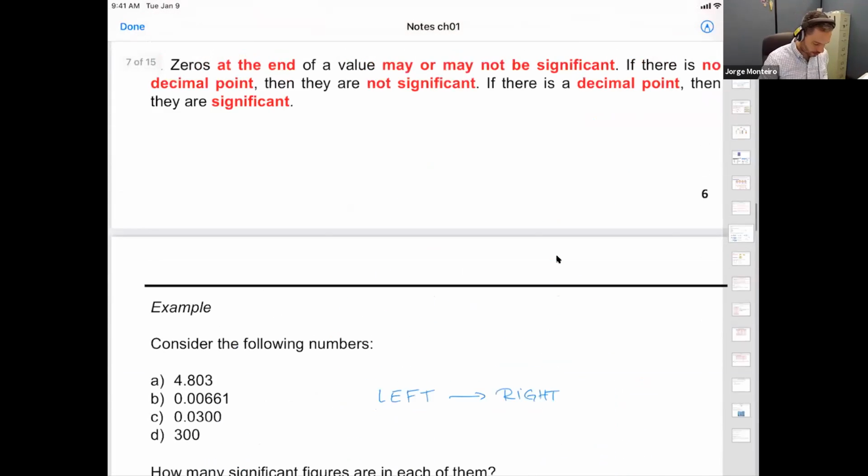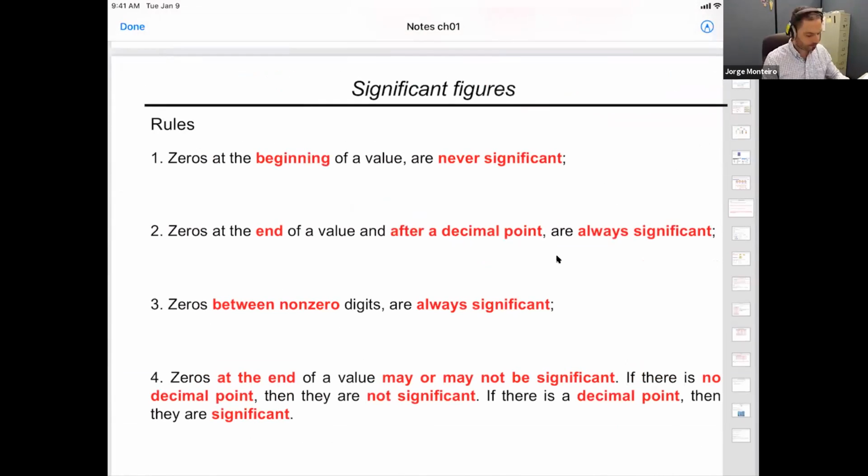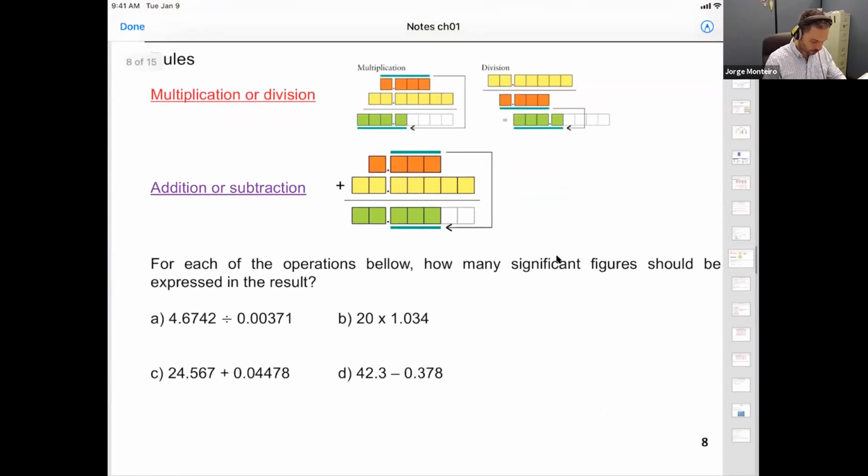Always keep in mind the rules, and then we can add to those rules the multiplication, division, or addition or subtraction rules. First step, we always need to identify what kind of operation we are talking about. Starting here with division, we're going to count the sig figs for each number, and the lowest amount of sig figs will determine the number of sig figs in the result. Let's start with the first number. We have 1, 2, 3, 4, and 5 sig figs for the first number.